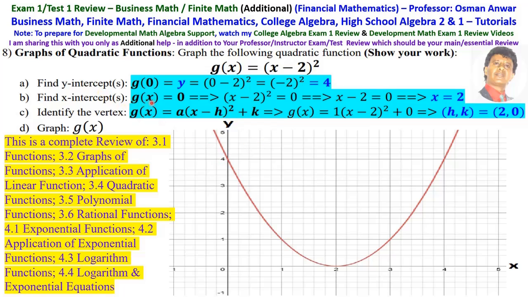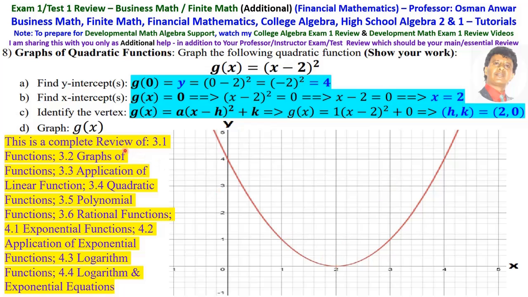Then find the x-intercept. The x-intercept is g of x equal to 0, that is (x minus 2) squared equal to 0. Take the square root of both sides, x minus 2 equal to 0. That means x equals 2 is the x-intercept.